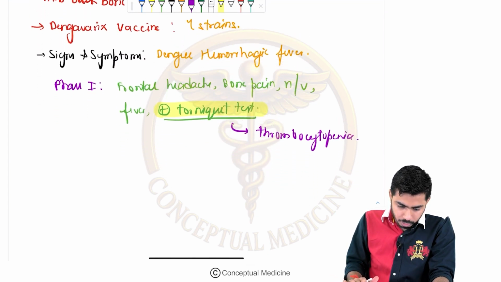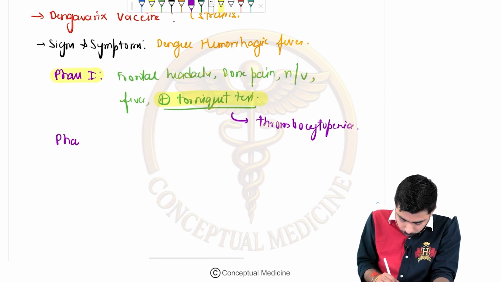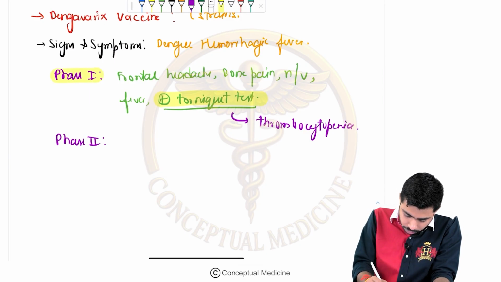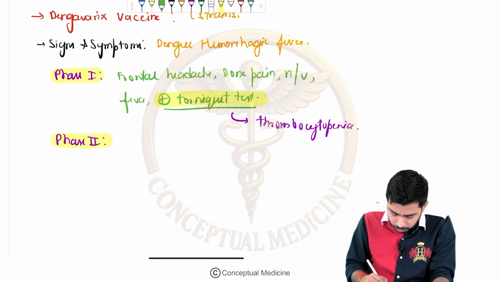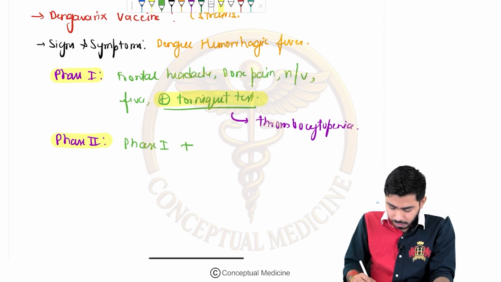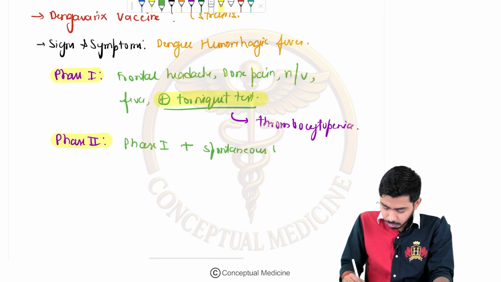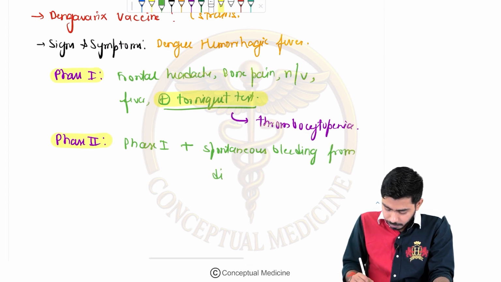The next one which we shall talk about is phase 2. In phase 2, guys, what is happening? Signs and symptoms, very simple. In phase 2, all the symptoms of phase 1 might be present. With that, we shall be having spontaneous bleeding from the nose, gums or anus, right? Spontaneous bleeding, because thrombocytopenia is prevailing now. Spontaneous bleeding from different parts of the body.